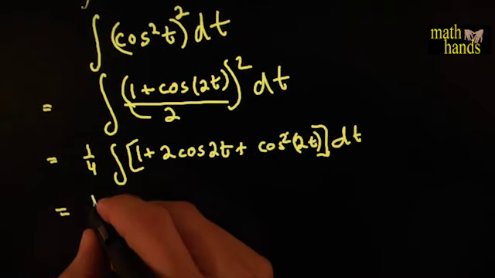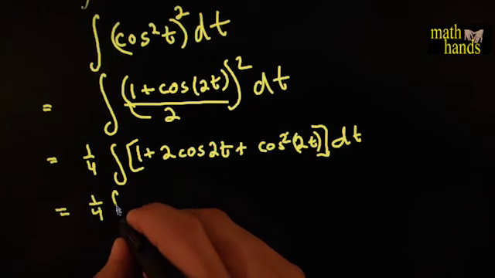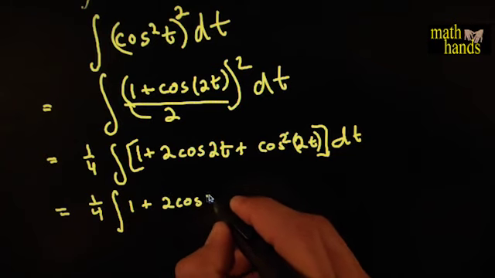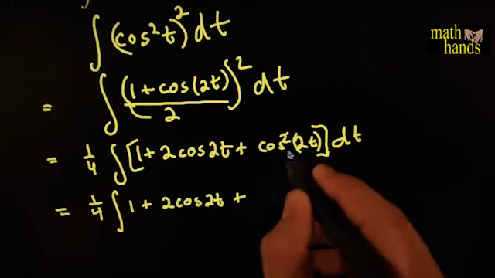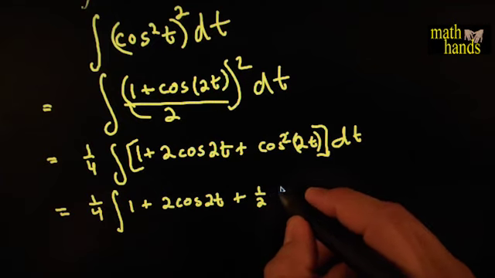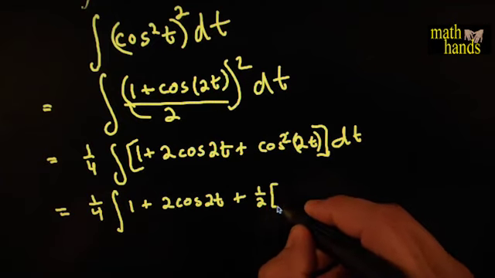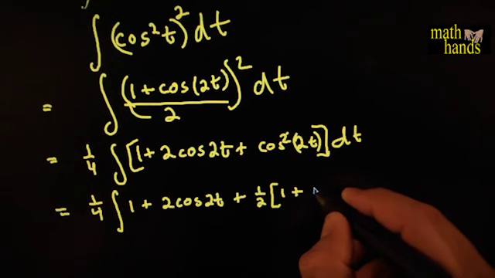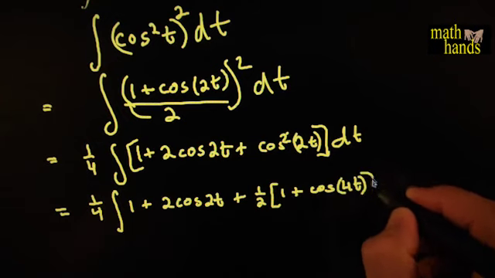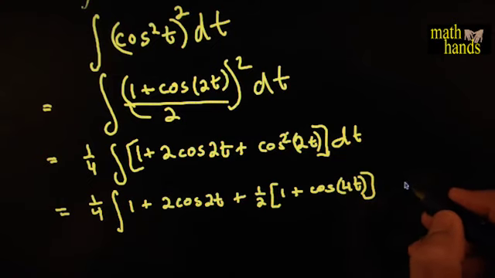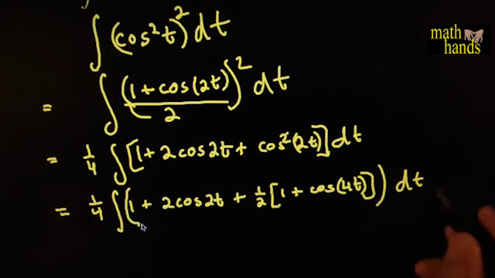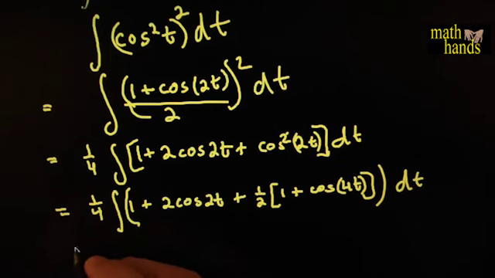Let's go with 1/4 integral of 1 plus 2 cosine 2t. Well, here we go. This is the part I'm going to expand using my identity. This will be 1/2 times 1 plus cosine. You double the angle, so it's 4t. And I have the 1/2 there. And of course, all that is times my dt.